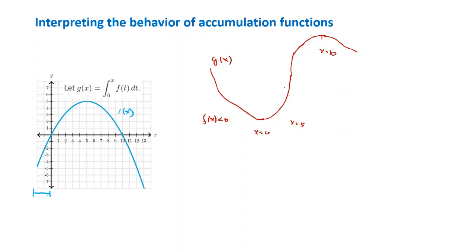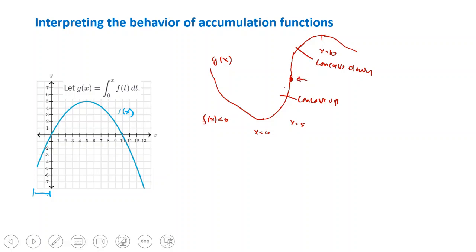So we see here, when the curve changes from concave up to concave down at this point, we call this an inflection point.